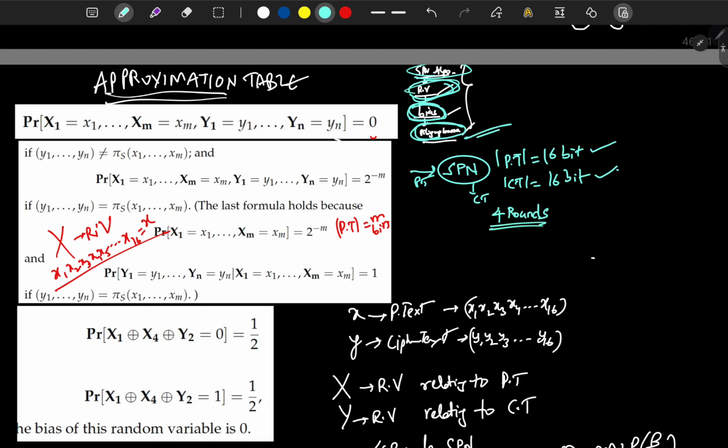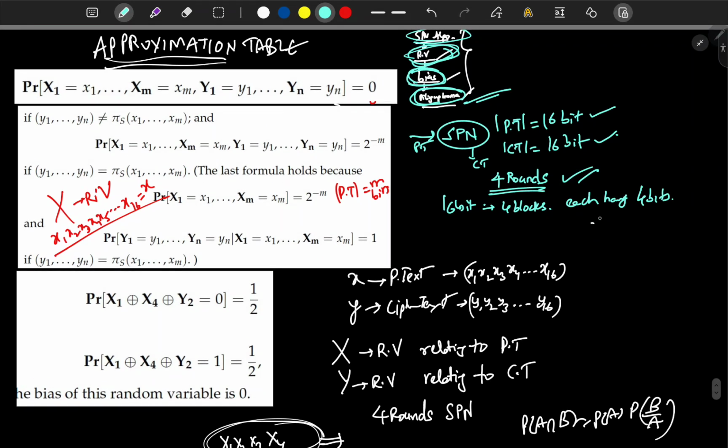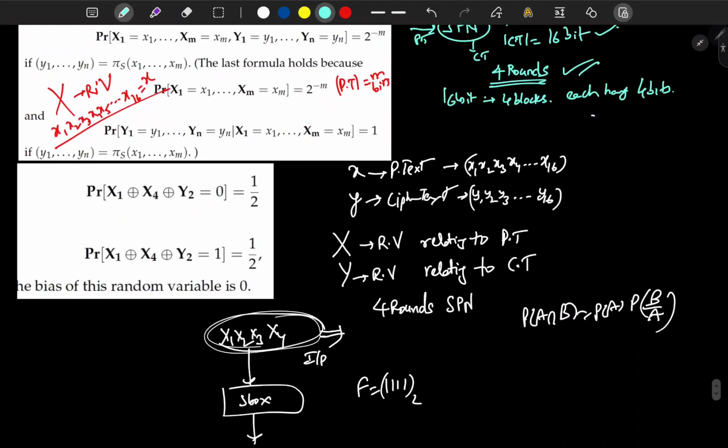4 rounds. Again, this 16-bit SPN block is divided into 4 blocks, and each block has 4 bits. We have seen all these things, so no need to explain again and again.